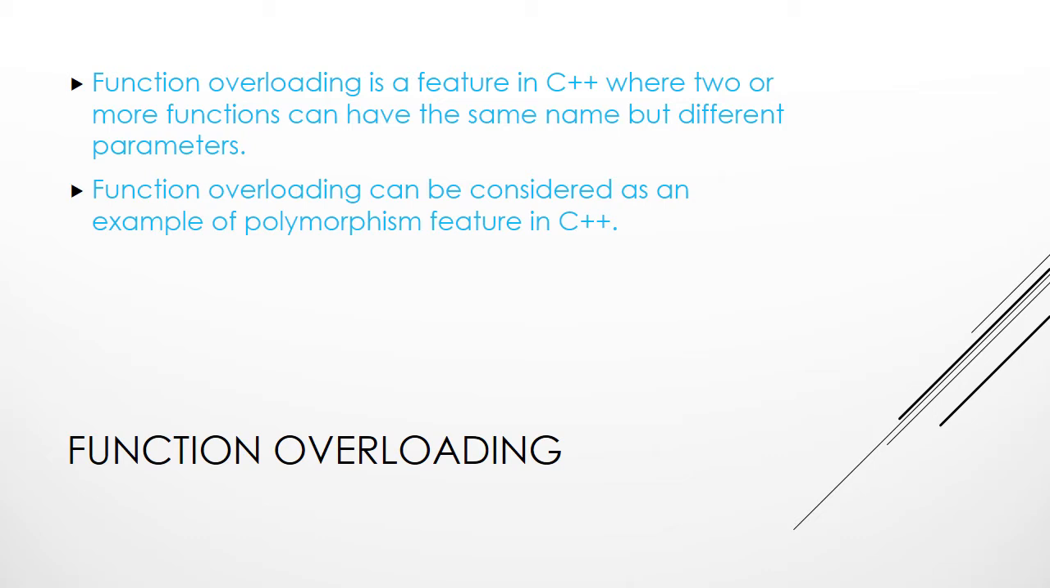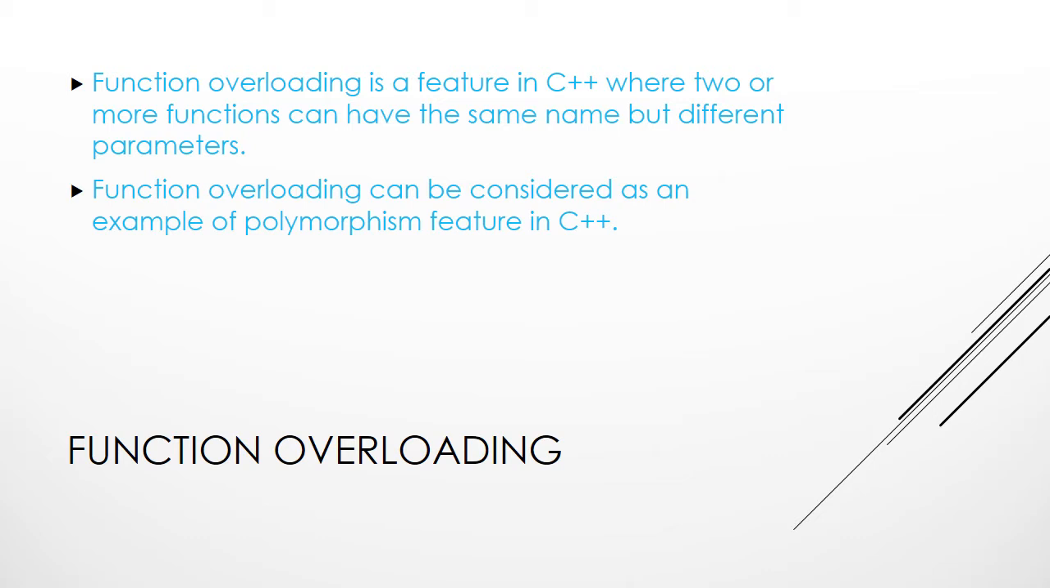And such a very good manipulation which we use constantly in C++ programming is function overloading. Function overloading is a feature in C++ where two or more functions can have the same name but different parameters. Function overloading can be considered as an example of the polymorphism feature in C++.